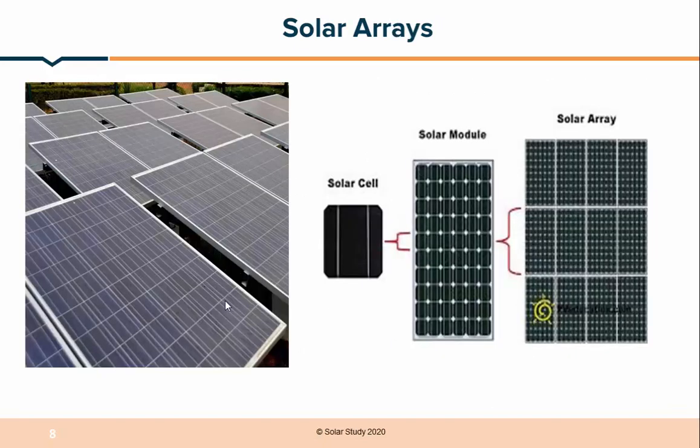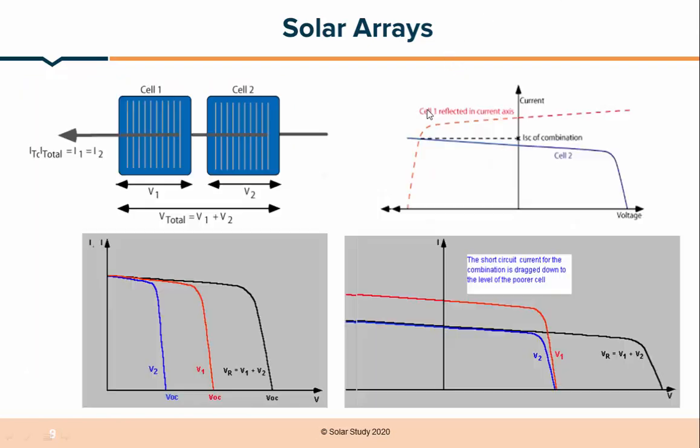Then what is the solar array? A series combination of solar cells makes a solar module. Then there can be a series combination or a parallel combination. If I want to get a high current, I make a parallel connection. If I want to get a higher voltage, it will be a series connection. Generally, solar modules connected together in series is called a solar array.